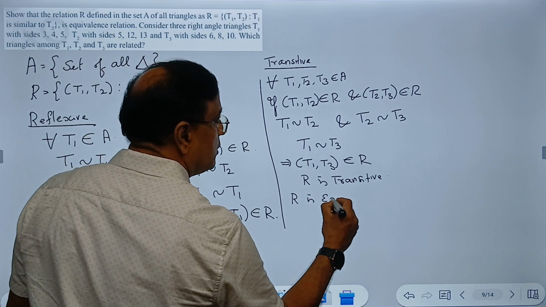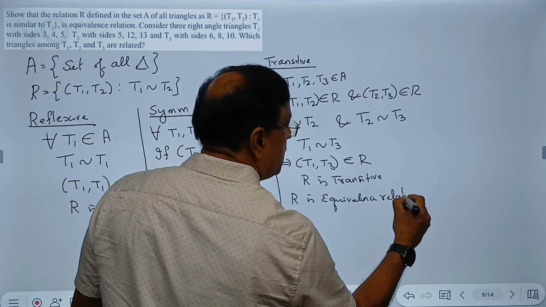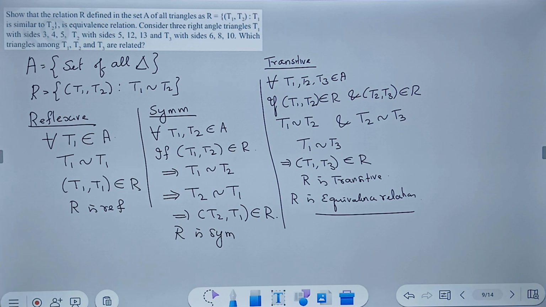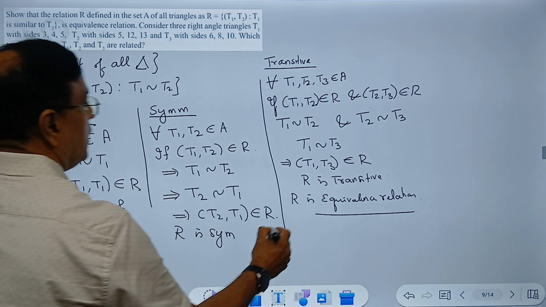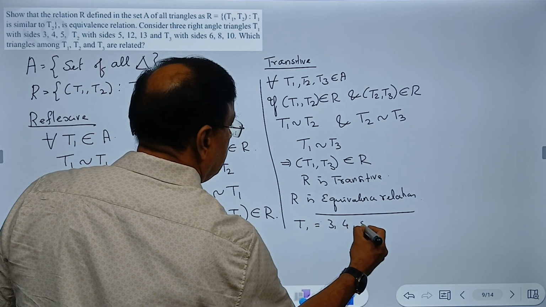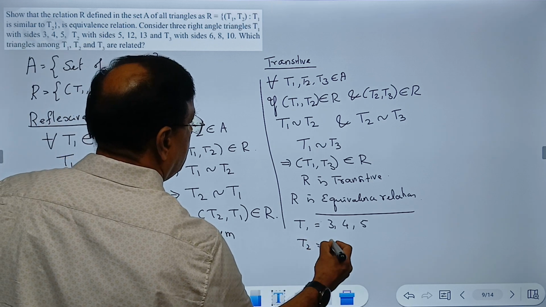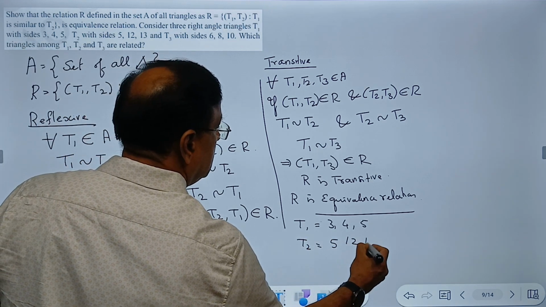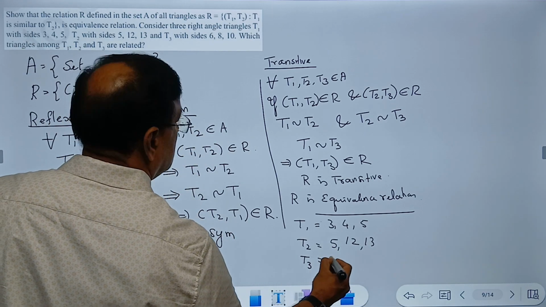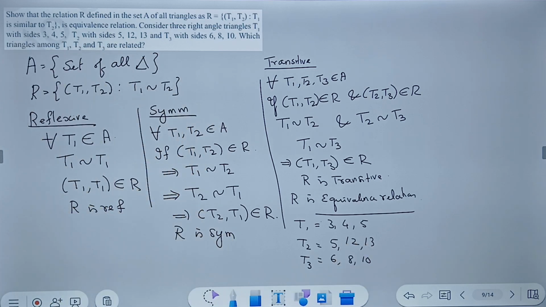If R is reflexive, symmetric and transitive, what type of relation is R? R is an equivalence relation. But there is some other subdivision also attached with that. What is that? Consider right angle triangle T1 with sides 3, 4 and 5, and T2 with sides 5, 12 and 13, and T3 with sides 6, 8 and 10. Which among these triangles are related to each other?